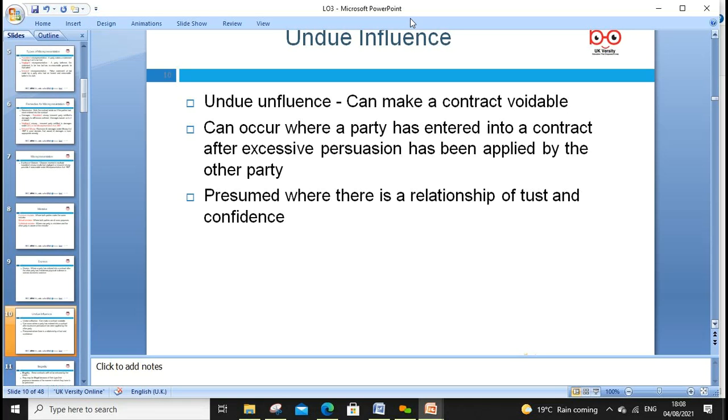Misrepresentation can occur where the party has entered into a contract after excessive persuasion has been applied by the other party. It is presumed where there is a relationship of trust and confidence. Any question here?